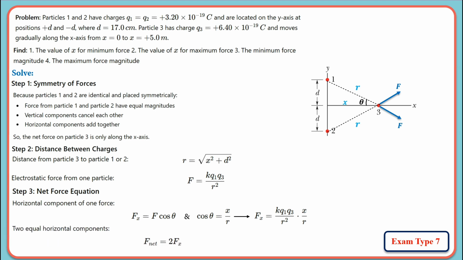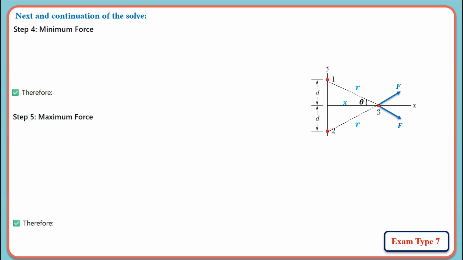Since there are 2 equal horizontal components, we multiply by 2. This gives the net force equation, 2 k q1 q3 x divided by x squared plus d squared to the power 3 over 2. Excellent. In the next step, we will use this equation to find the minimum and maximum values. Now let's continue and find the minimum and maximum force values.